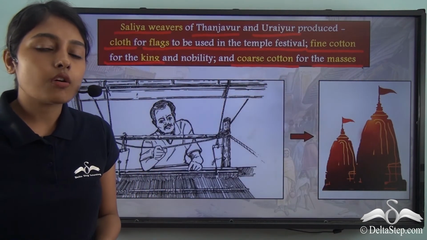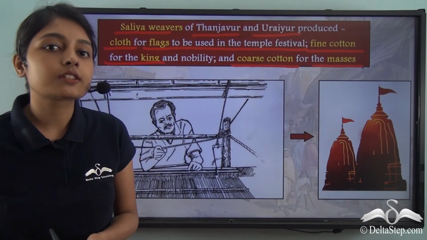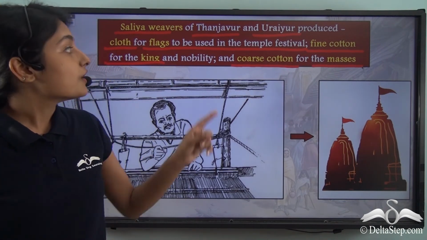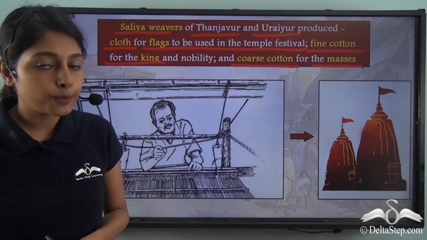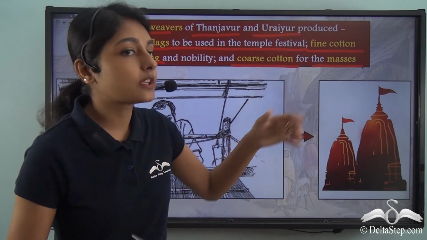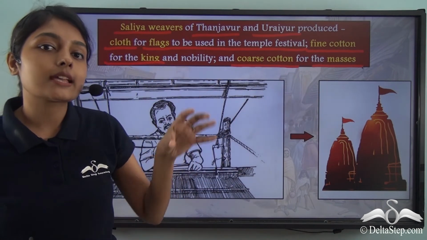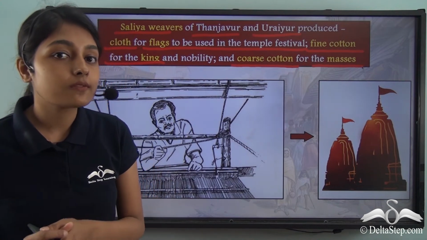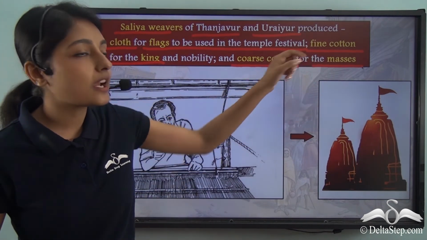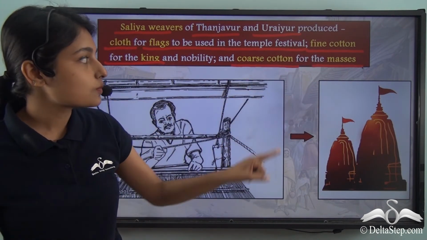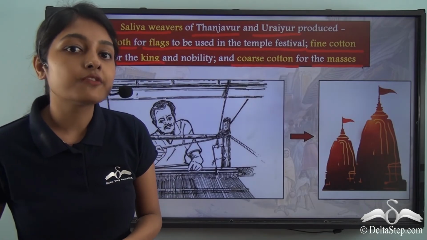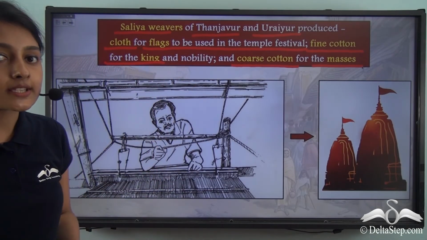From this you can also find out the hierarchy that was present in the society. The Salya weavers weaved fine cotton for the king and nobility and coarse cotton for the masses, because the king was at the top, or the king was the person in power, which is why he got to use fine cotton, and coarse cotton was weaved for the masses. And all these pieces of cloth were weaved by the Salya weavers.